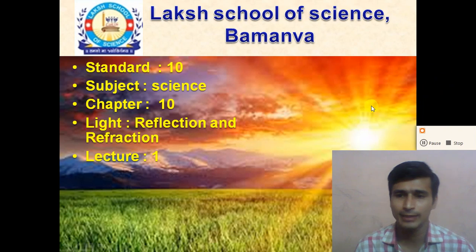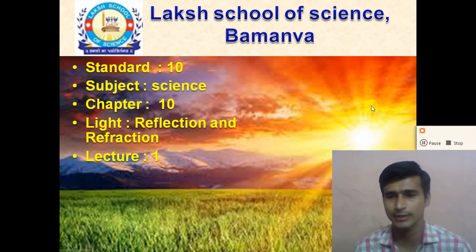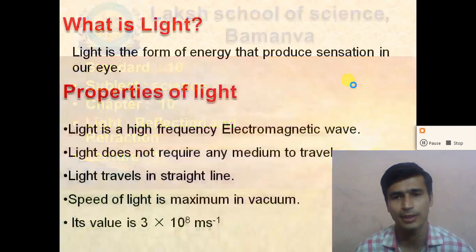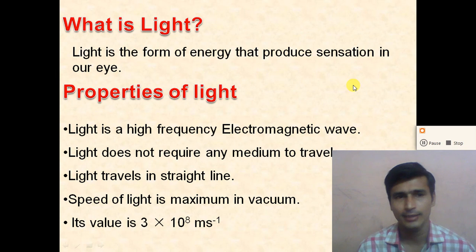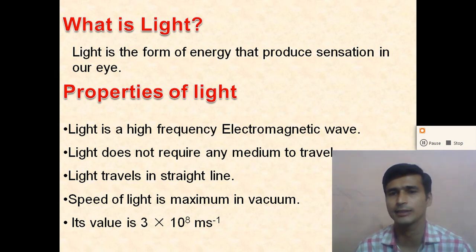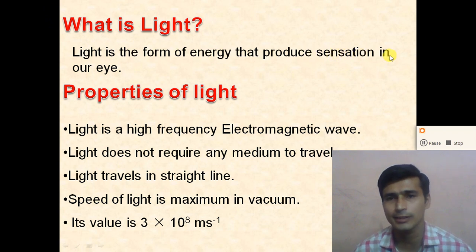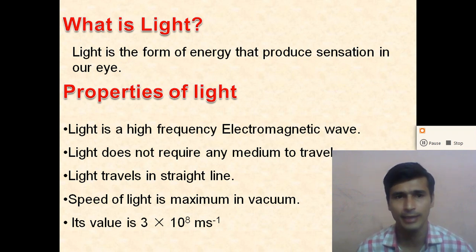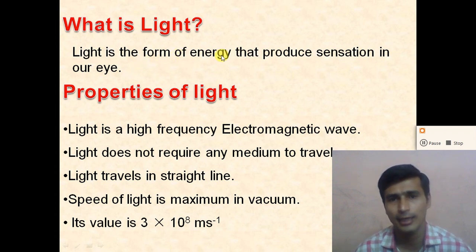So dear students, let's start with the first topic, what is light and what are the basic properties of light. What is light? Light is nothing but a form of energy that produces the sensation in our eyes. Only this type of energy, light energy, can produce a sensation in our eye. Other types of energy cannot produce the sensation in our eye. So light is the form of energy that produces the sensation in our eye.